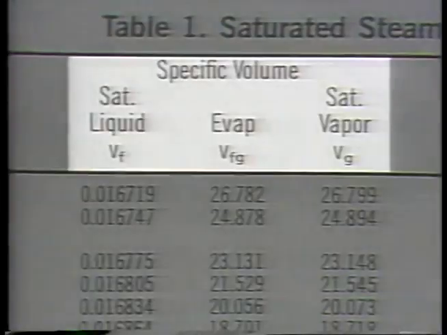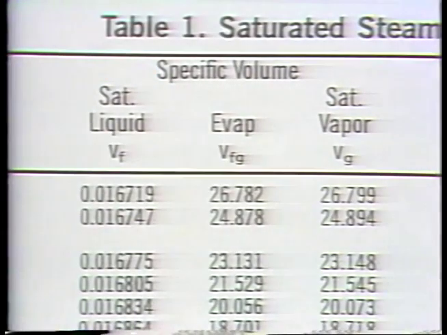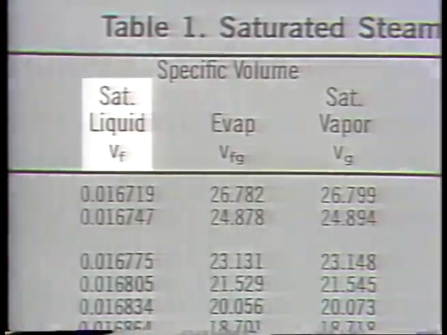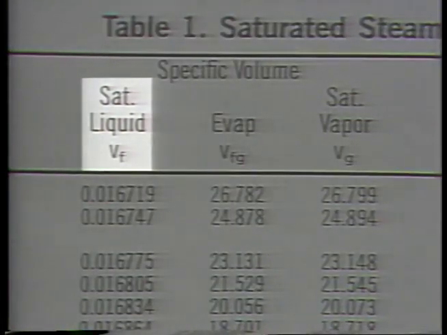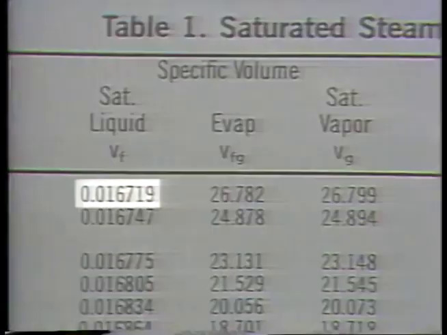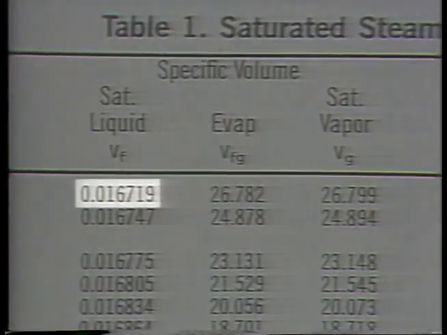The next 3 columns come under the heading Specific Volume and give information about the specific volume of saturated water and steam at various temperatures and pressures. The units used in each of these columns are cubic feet per pound. The first column under specific volume indicates the specific volume of saturated liquid. The symbol for this is v with a subscript f. The specific volume for saturated water at 212 degrees Fahrenheit and 14.7 psia is 0.016719 cubic feet per pound.